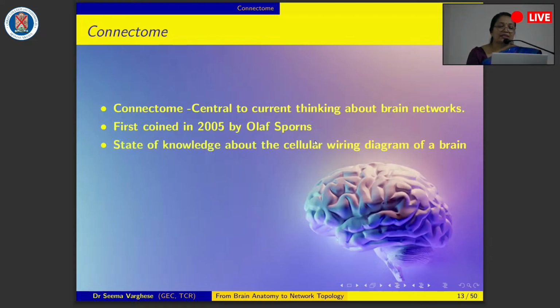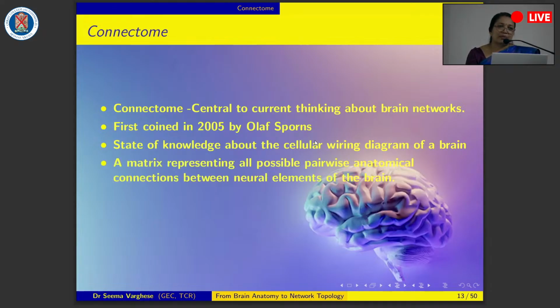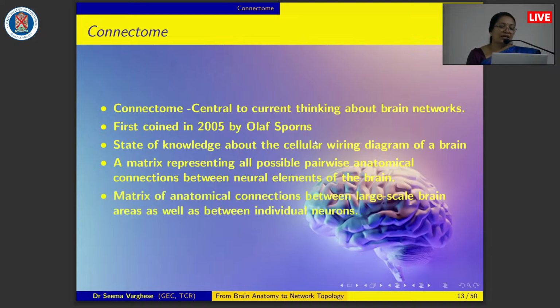It is the state of knowledge of the cellular wiring diagram of the brain: the matrix representing all possible pairwise anatomical connections between neural elements in the brain.